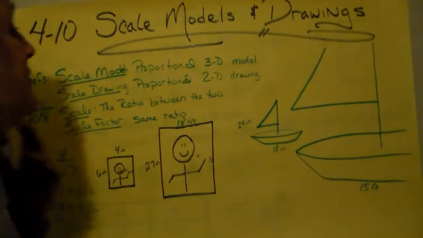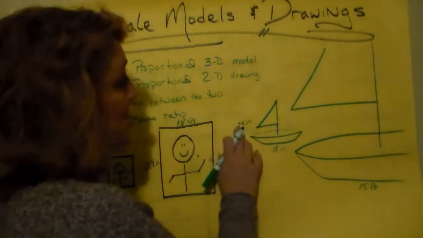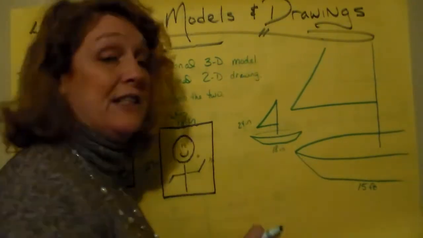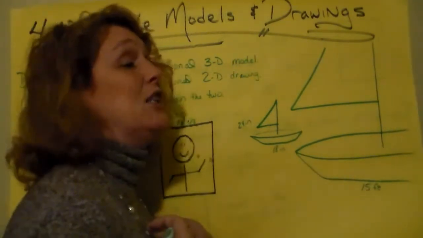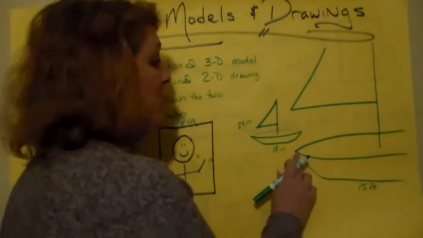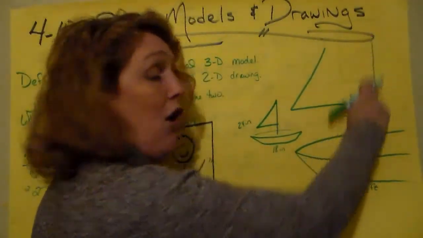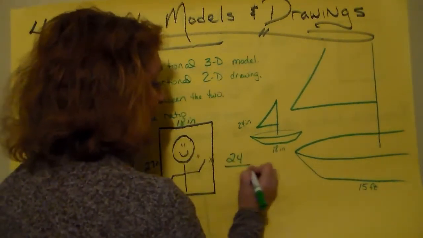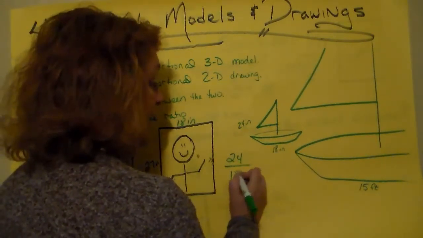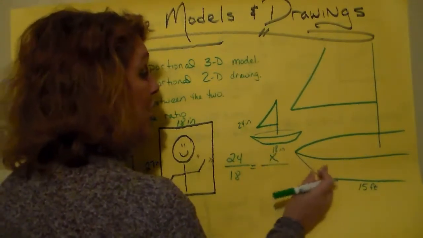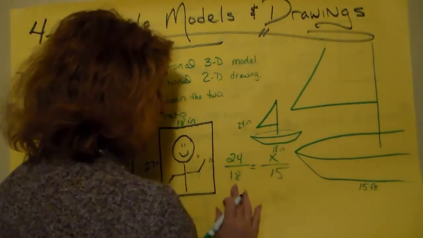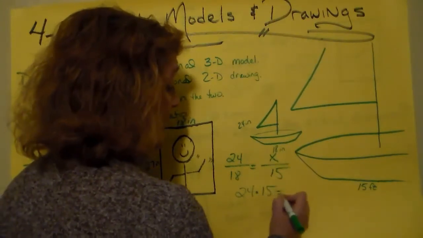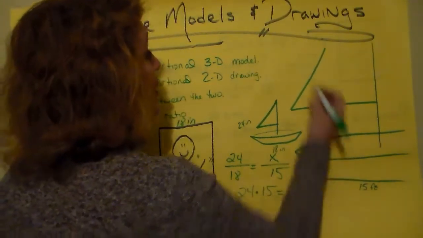Same goes for models. I have a little model sailboat that's 24 inches tall and 18 inches long. Now I have to fit this into my garage, but I'm building a special garage for it. I know that I want it to be 15 feet long, but how tall do I have to build my garage? Well, let's set up a proportion. I'm going to go height over length and height over length. So, let's see. I know that 24 times 15 equals 18x.